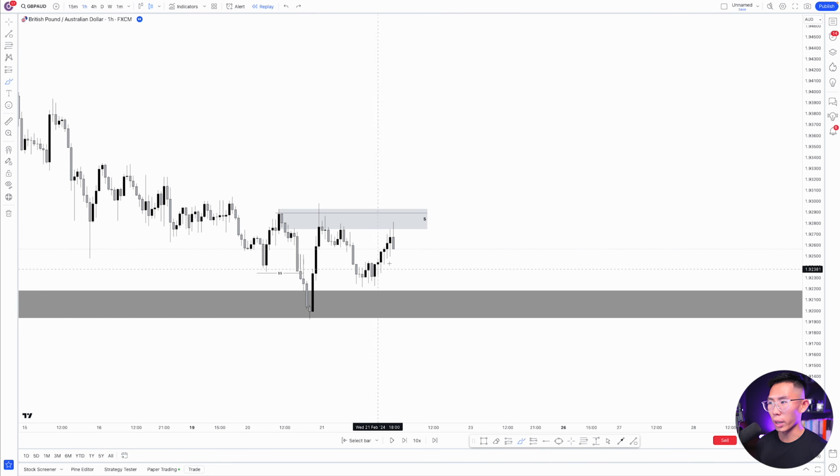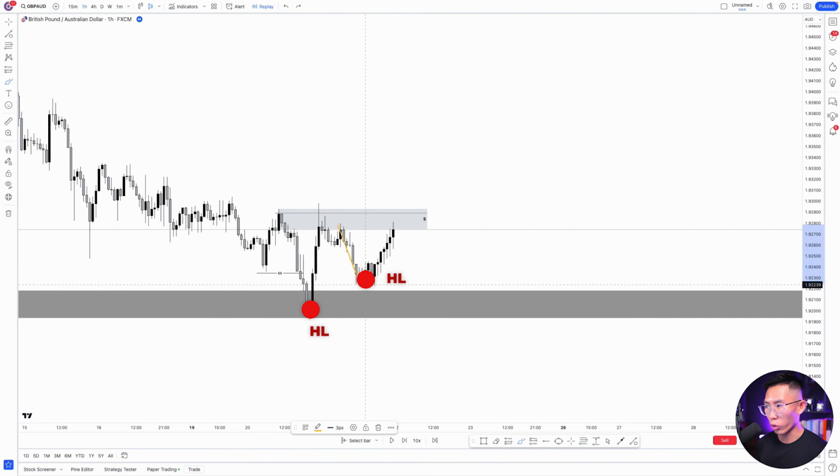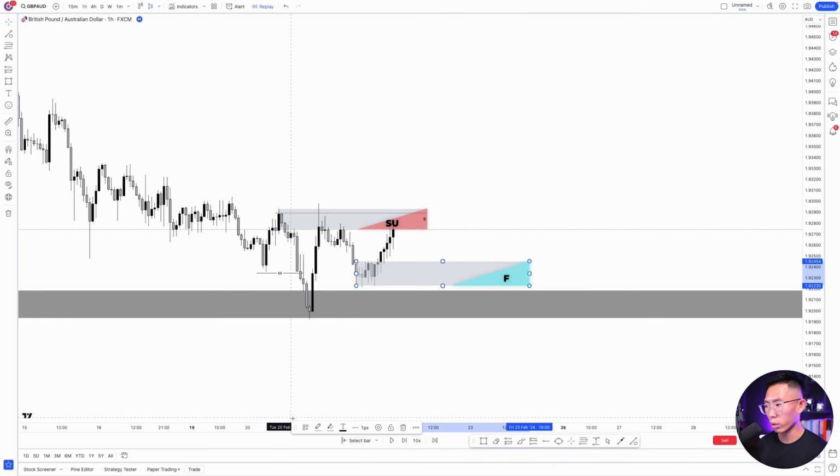But look at what happened, right? Instead of creating that lower low, what price actually did is that it created a higher low. And you can see this low right here is higher than this low. So this pretty much confirmed to us that this is your flip zone, right? This is where supply has officially flipped to your demand. So this is your supply to demand flip zone.